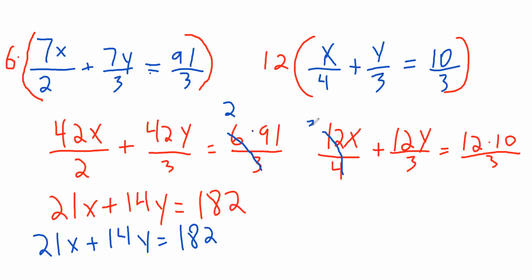12 divided by 4 is 3. 12 divided by 3 is 4. Again, we did all that to eliminate the denominators. And that will leave us with the equation 3x plus 4y equals, the 12 and 3 are gone, but you still have 4 times 10, which is 40.